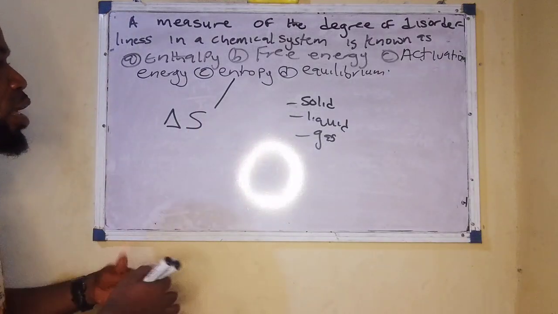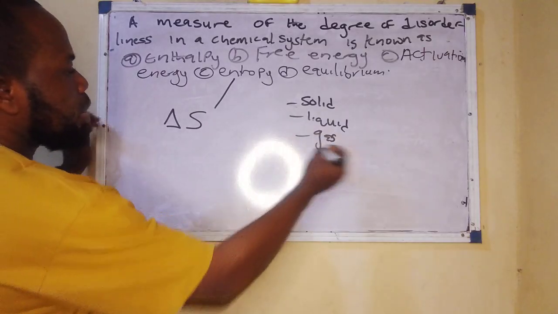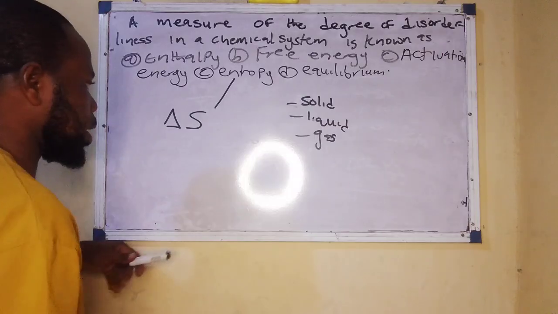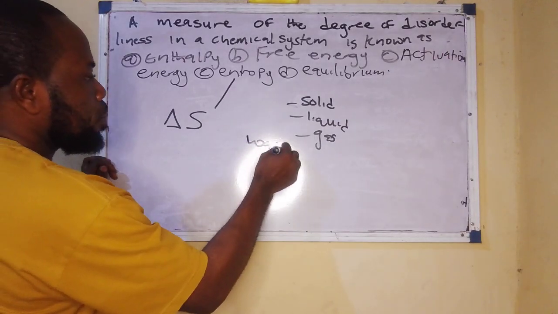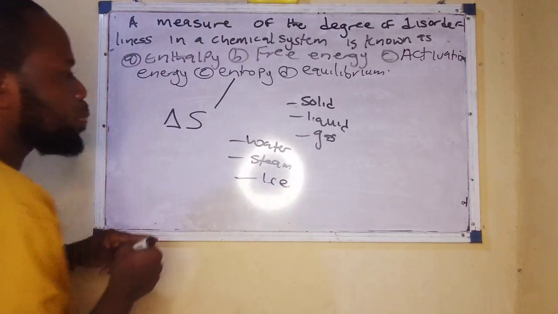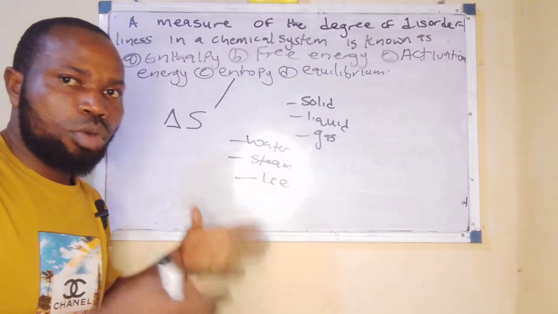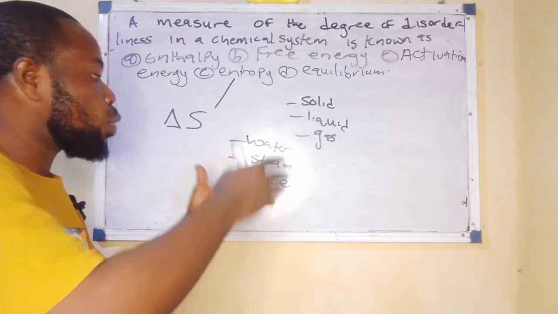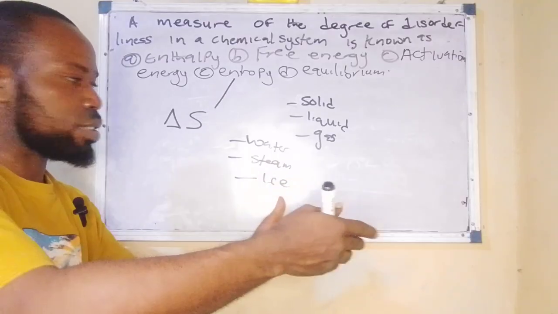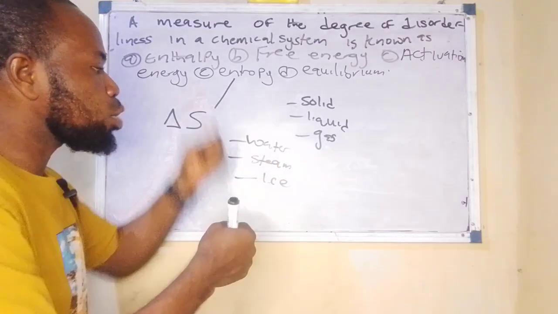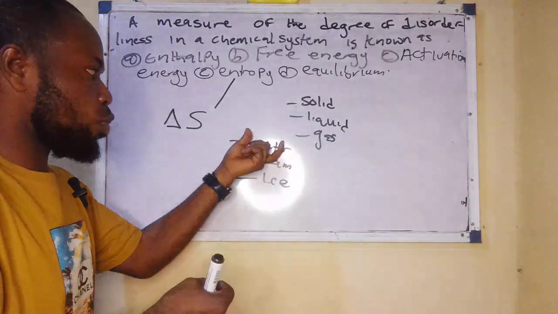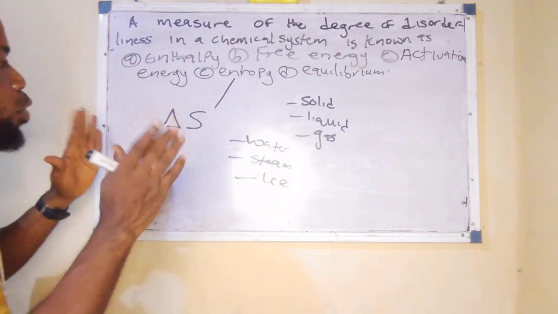So the degree of disorderliness or randomness of a chemical system, of a molecule, is known as entropy. If they give me something like water, steam, and ice, they will ask in the exam which one has the highest entropy value. The one with the highest entropy value is the steam, in the sense that steam is in the form of vapor or gas, so it moves easily and randomly. The one with the lowest entropy value is the ice, followed by water. Now remember, put it at the back of your mind.